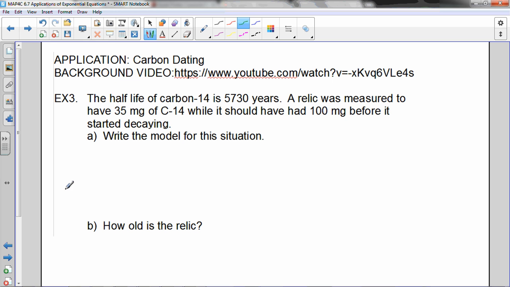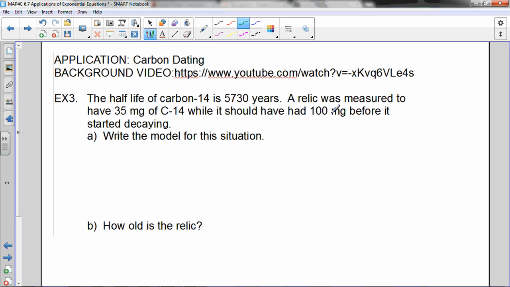Last example of the whole unit. Isn't this exciting? There's actually a background video. Carbon dating is a very interesting application of half-life, of exponential decay half-life. And so in the calendar, there's a background video, and it's got to do with carbon dating. It's the idea of using radioactive decay to figure out how old stuff is. So the half-life is this, and a relic was measured to have 35 milligrams of C14. And what's C14? Well, watch the video and you get the background for it.